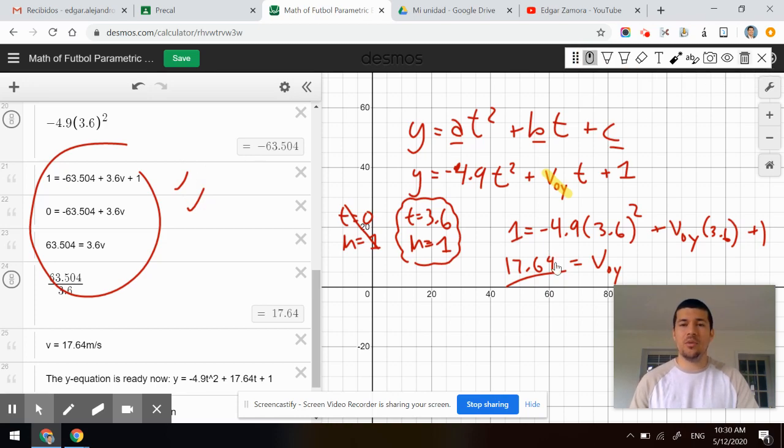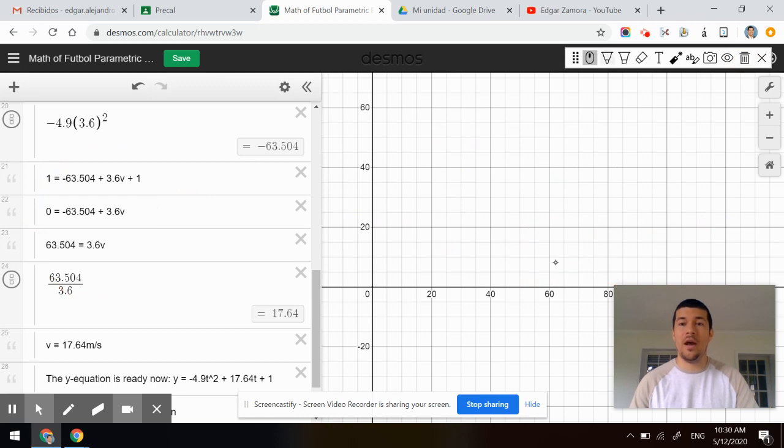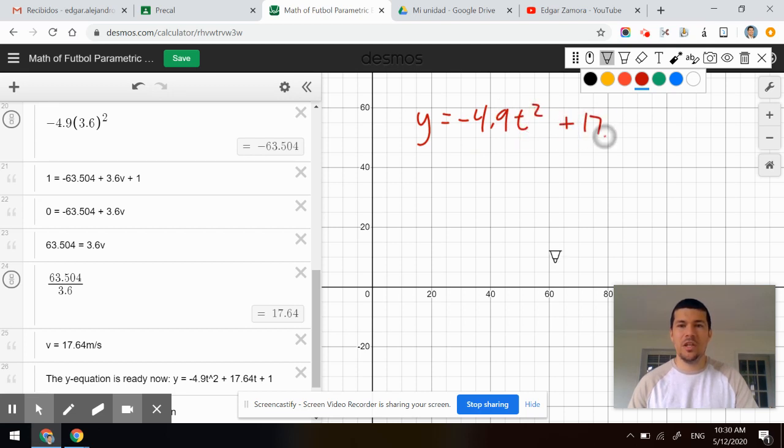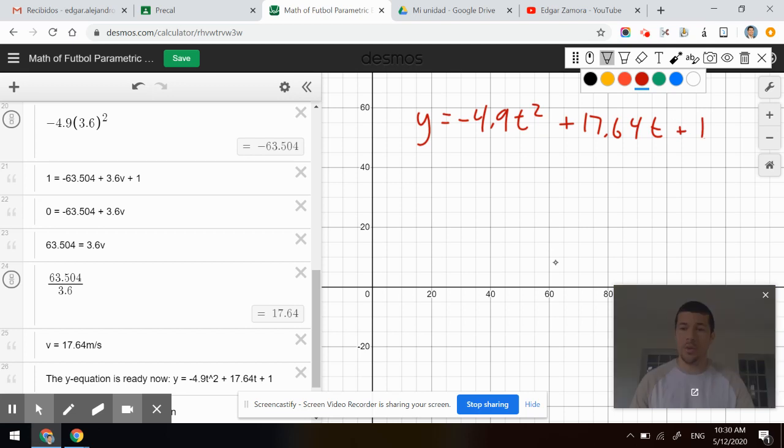But what does that mean? Well, it means we now have a y equation. That equation is y equals negative 4.9 t squared plus 17.64 t plus 1. So we can actually put this equation to use. We can substitute any given time and find how high the ball was in the air.